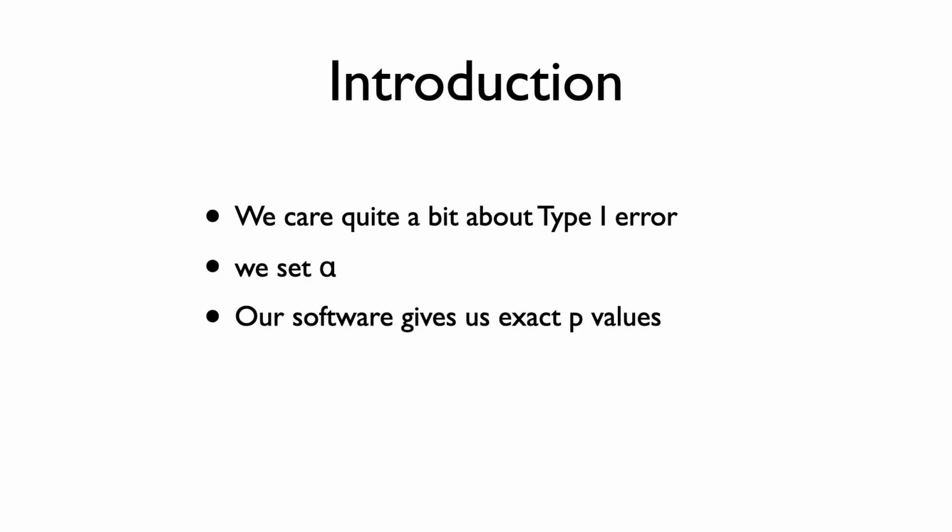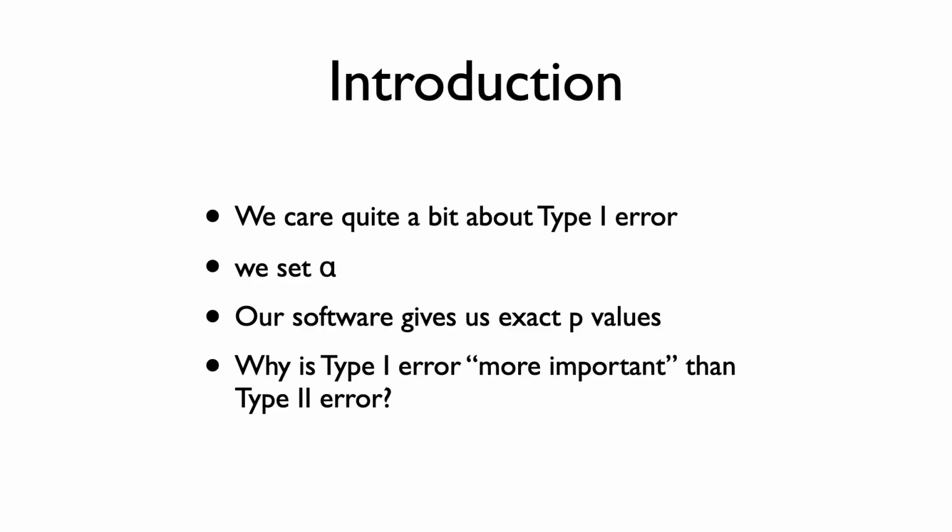Our software gives us exact p-values. When you play with SPSS, it'll tell you. We saw this just the other day when I was playing with a t-test, and it told me 0.00001 for those data I cooked. So our software gives us the exact probabilities, p-values, of getting a type 1 error.